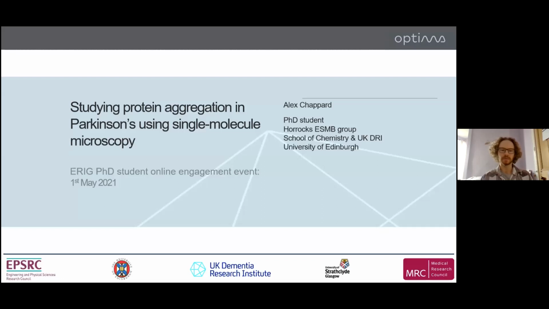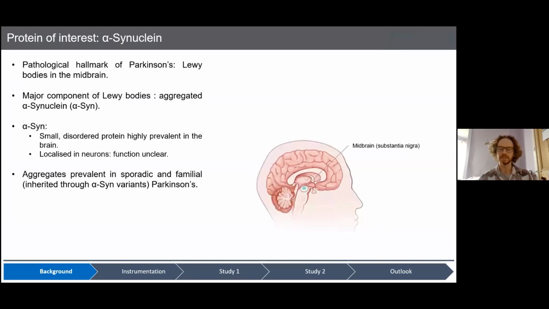And today I'll be talking about studying protein aggregation in Parkinson's using single molecule microscopy. And throughout this talk, I hope to give you some indication as to how and why we study this and its relevance for understanding Parkinson's. So firstly, I'll give some background as to why and how we study aggregation before going in depth into my two studies on this subject.